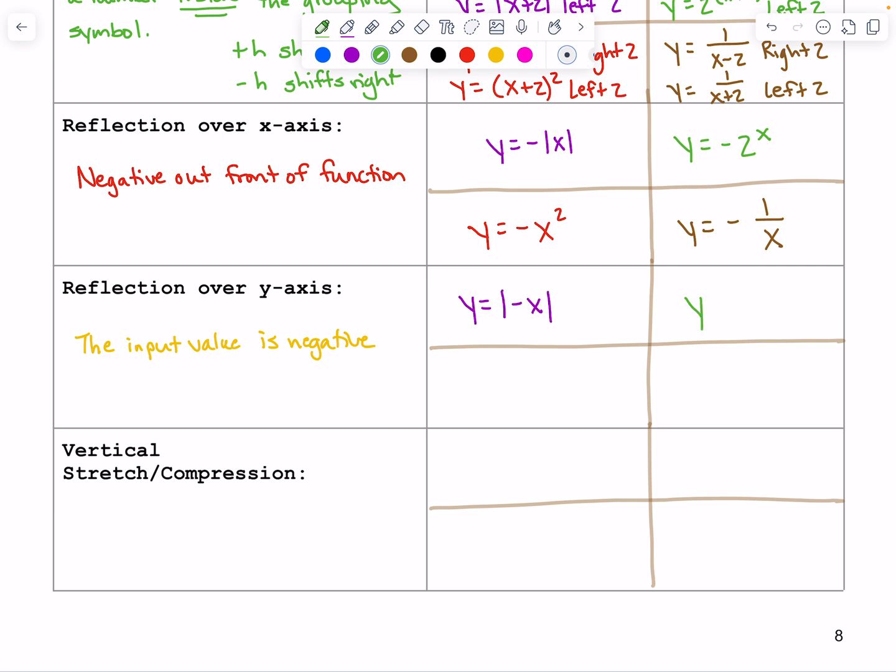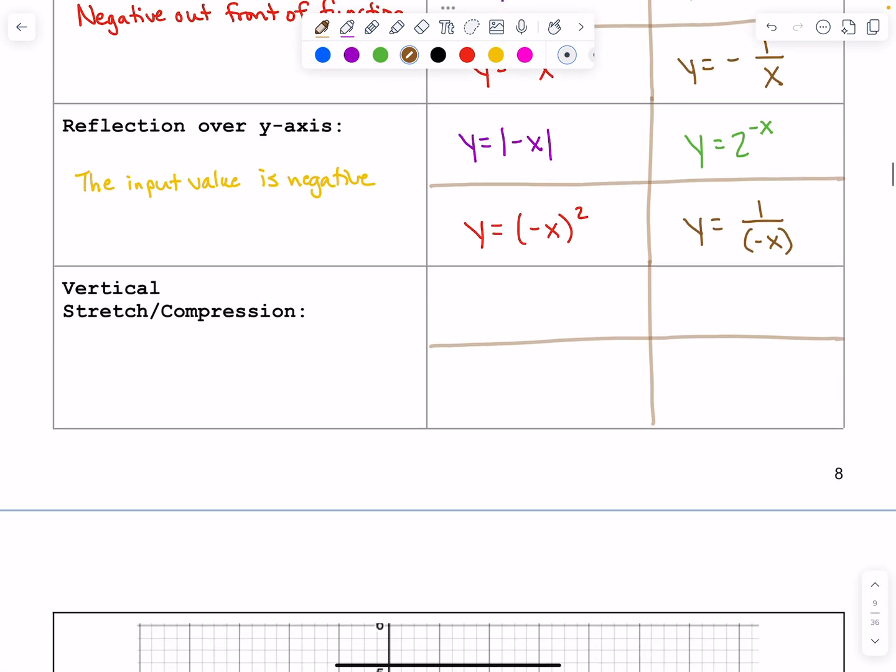For the exponential, it'd be y equals 2, and then that x is negative. So instead of the negative being out front of the entire function, it's inside the function. So for quadratic, it would be y equals negative x, quantity squared, like that. And then for rational, y equals 1 over, and then that x inside the function would be negative.